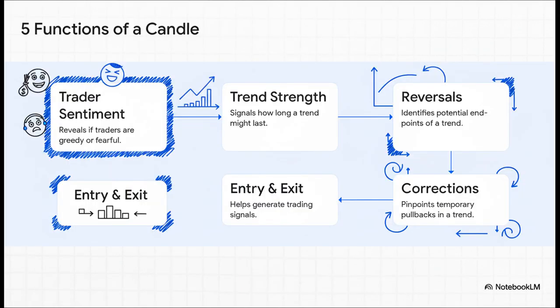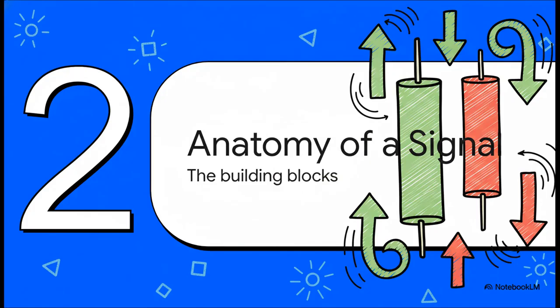But here's where it gets really interesting. These candles do so much more than just show you the price. They're like a window into the market's mind. They show you trader sentiment. Are people feeling bullish or bearish? They signal how strong a trend is, and they can even help you spot potential entry and exit points for a trade. To really get how a candle tells us all of this, we've got to look under the hood.